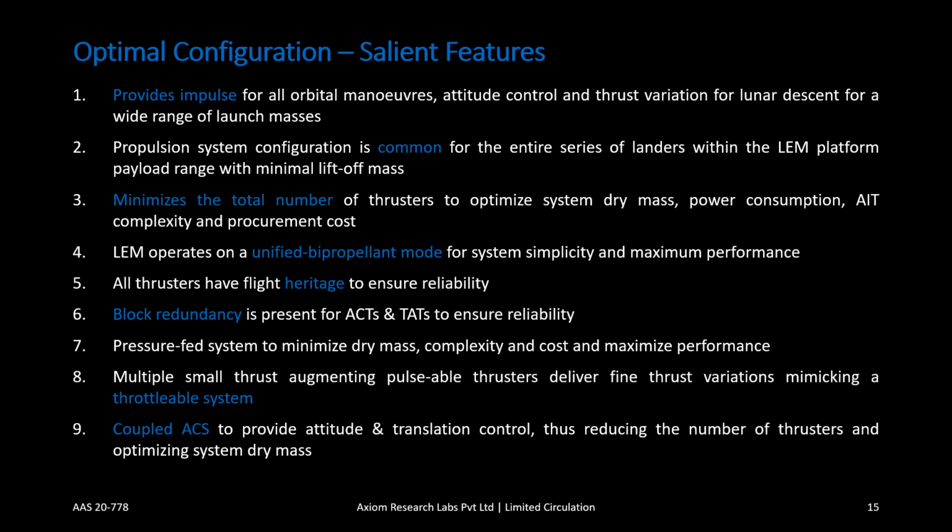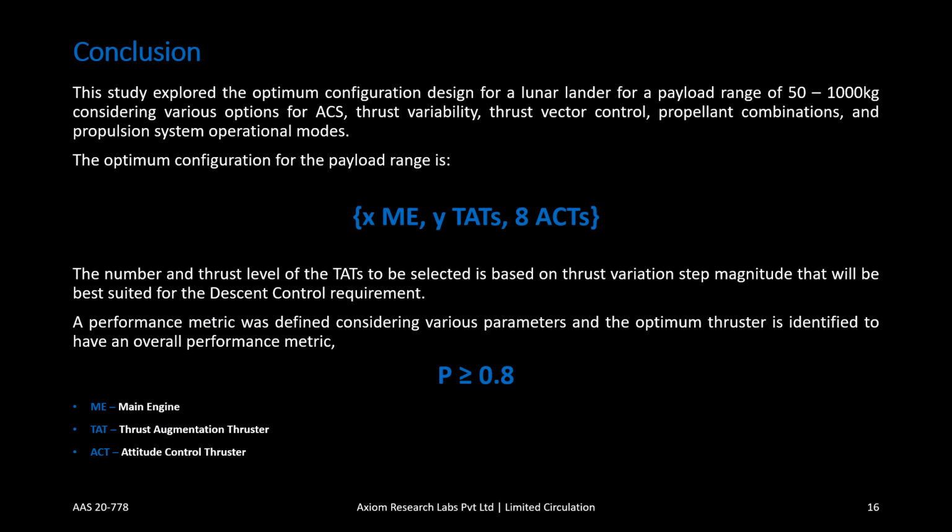Salient features are it provides all the maneuvers, controls, and thrust variation requirements for the mission, and minimizes the number of thruster hardware. It's a unified system having heritage, having block redundancy. It has coupled ACS and has been shown to mimic a throttle system. So we conclude that the optimum configuration is X main engines, Y augmentation thrusters, and 8 ACTs, and the selection criteria is performed. That's our methodology, and we invite other researchers to propose their own metrics.